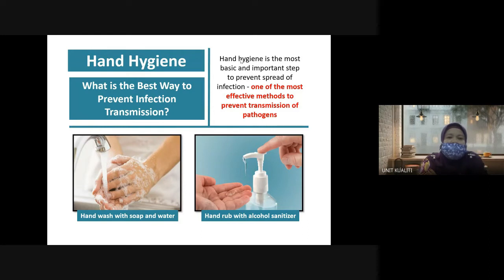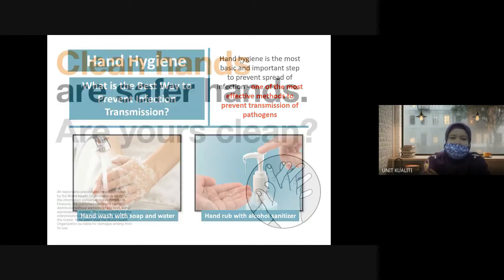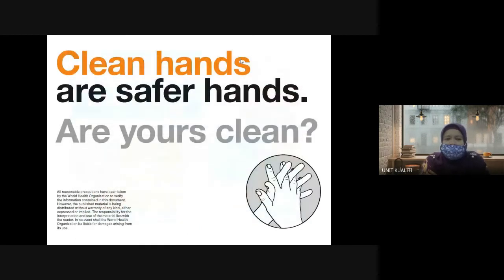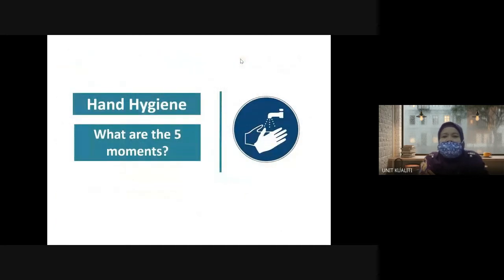There are two ways to practice hand hygiene, either by hand wash or hand rub. For hand wash, we use soap and water, whereas for hand rub, we use alcohol sanitizer. Okay, what are the 5 moments of hand hygiene?